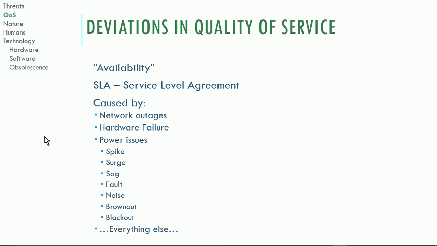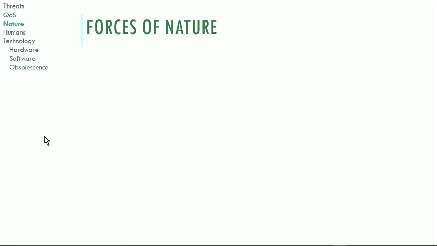So deviations in quality of service is a threat to availability that we have to take into account and make sure that we have some plan to make sure that there are as little deviations in quality of service as possible. Another threat is forces of nature, and this is a pretty obvious threat. In an insurance policy, they call this an act of God. I'm sure many of you have heard the term act of God.